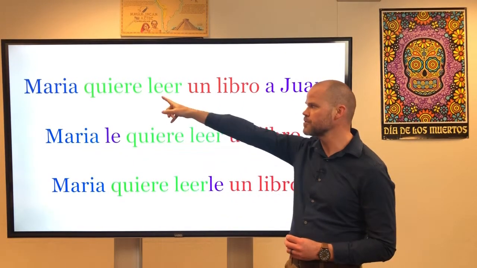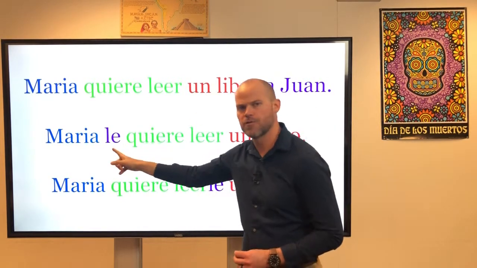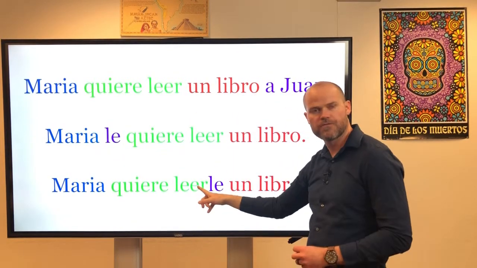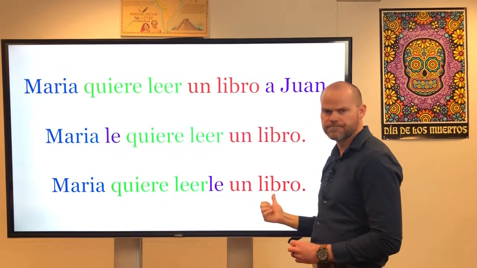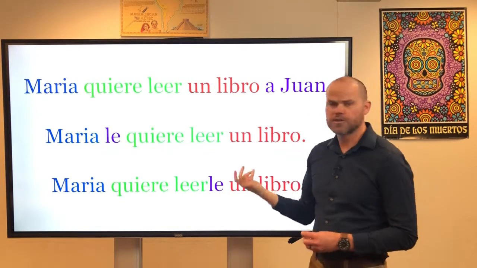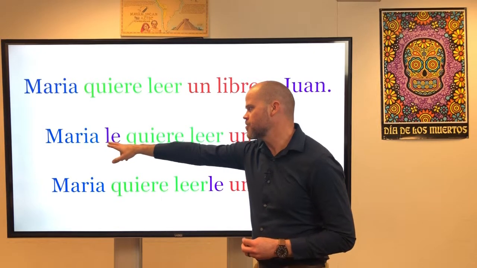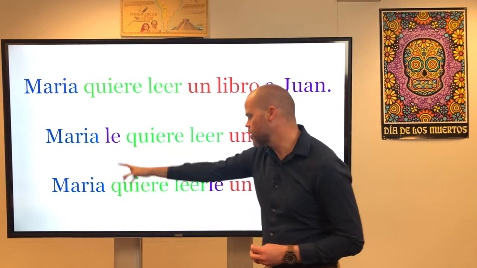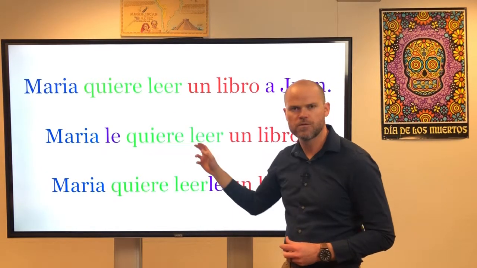Or since there's two verbs in the sentence, I have the other option of putting the indirect object pronoun after the verb in the infinitive. So this would be María quiere leerle un libro. Both of these mean Maria wants to read a book to him, and it really doesn't matter if you put the indirect object pronoun before the conjugated verb or if you tack it onto the end of the infinitive, as long as you're choosing one or the other.